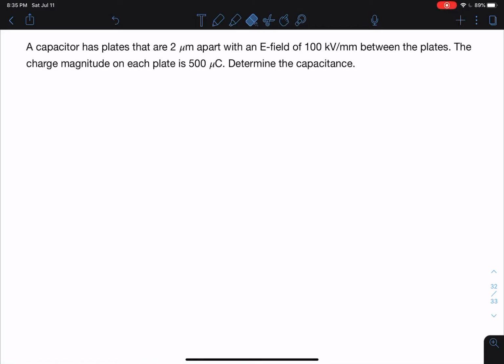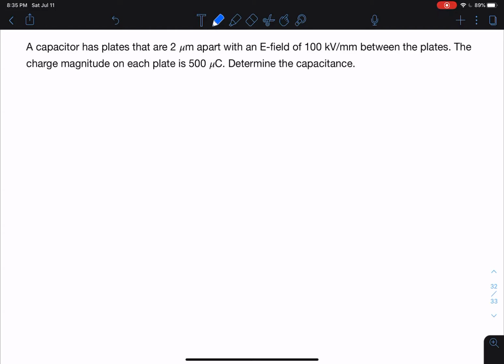A capacitor has plates that are 2 micrometers apart with an E field of 100 kilovolts per millimeter between the plates. The charge magnitude on each plate is 500 microcoulombs. Determine the capacitance. So let's talk about how to solve a problem like this.